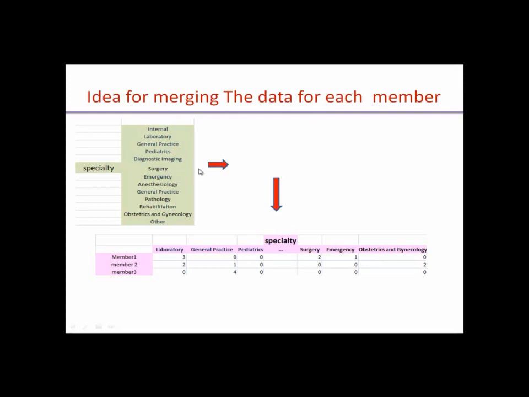An idea to deal with this varied information for just one member is shown in the following diagram. We need to put 12 groups of information horizontally corresponding to each member. It means we need to find out, for each member, how many times they have been referred to the laboratory, how many times to emergency, and so on.